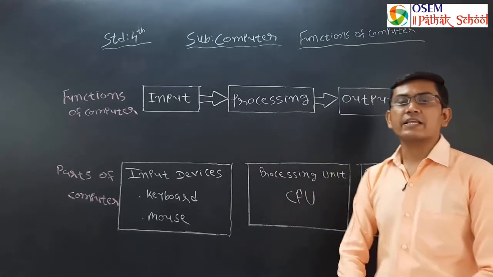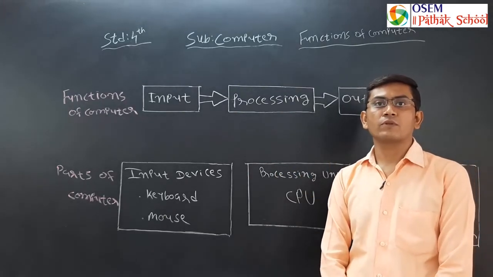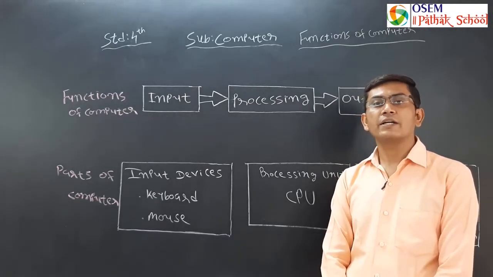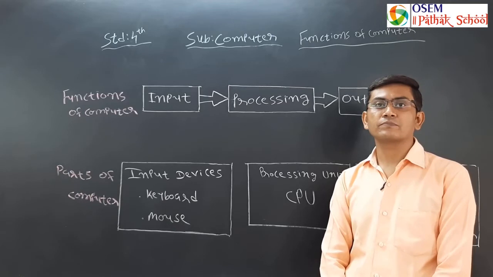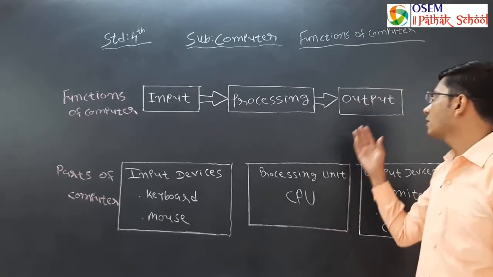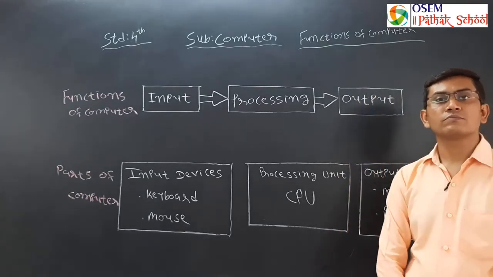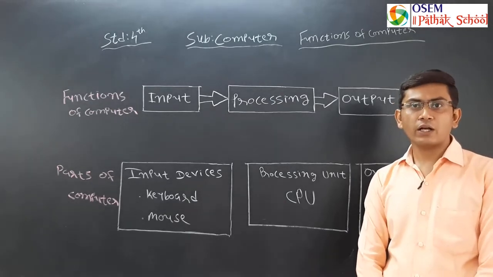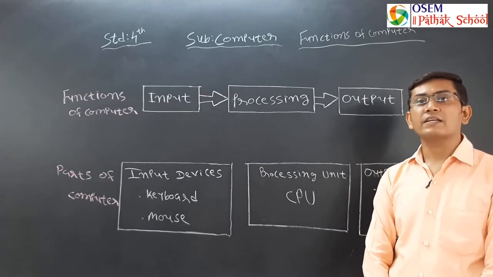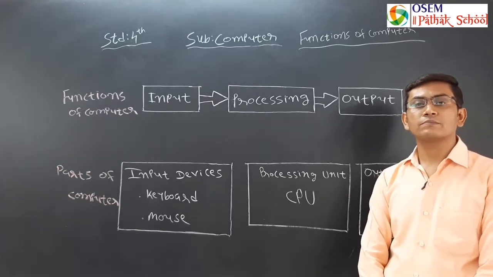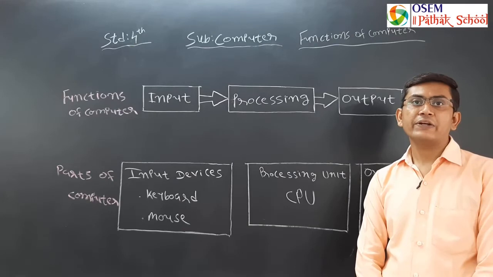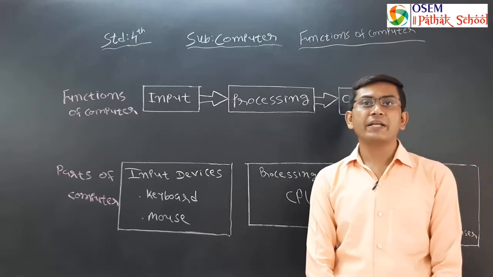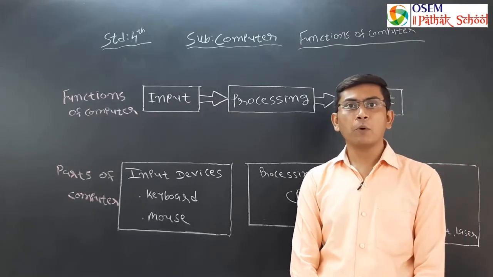What is processing? When computer works on this input data, it is called processing. And output, information generated by computer after processing is called output. Output can be displayed on monitor or it can be printed on paper with the help of printer.